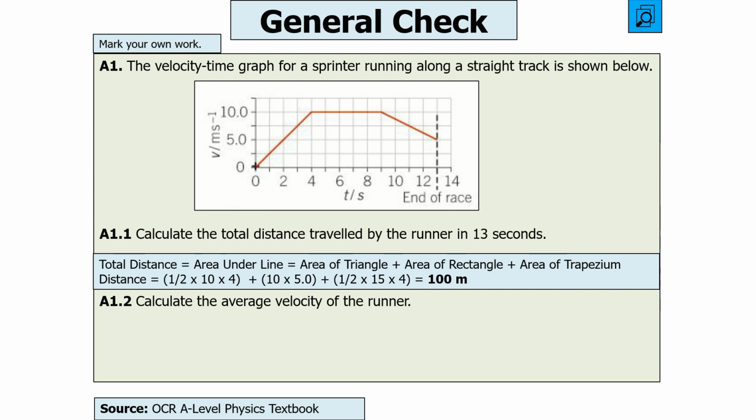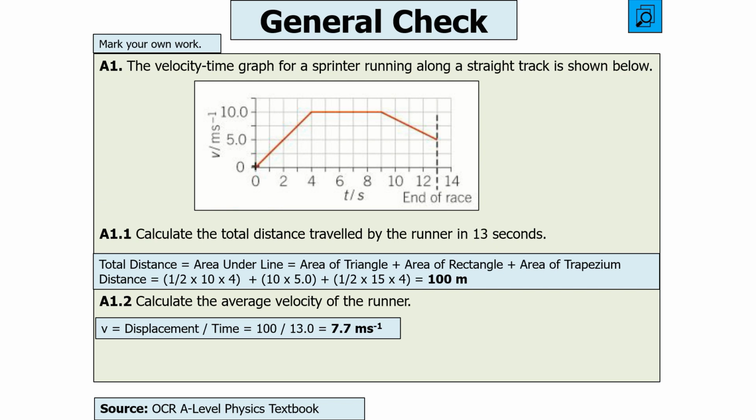Then the average velocity again is your total displacement divided by your total time. We've just worked out that the displacement is 100 meters. We can see on the graph that the time is 13 seconds, so it's 7.7 meters per second.